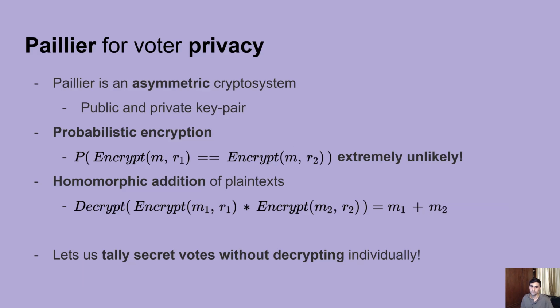So to get there, we're going to use Paillier for voter privacy. Paillier is a cryptosystem. Importantly, we have probabilistic encryption. So if we encrypt the same plaintext twice, it's extremely unlikely that we would get the same ciphertext. Then we also have homomorphic addition of plaintexts, which means that we can multiply ciphertexts together, and that will correspond to adding the underlying plaintexts together. This will let us tally secret votes without decrypting each individual vote.